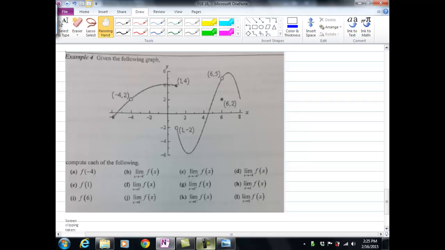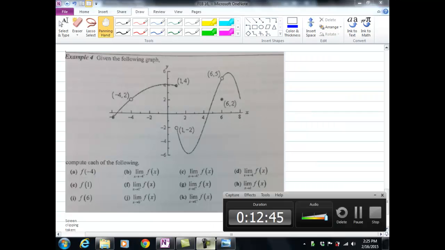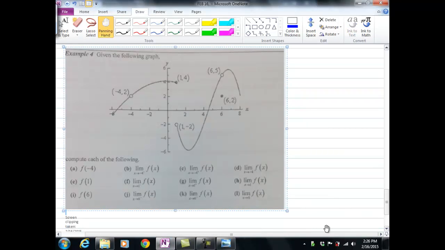I'm going to let you play around with it. And then I want you to try B on your own, C, and then stop. So, okay, let's start. F of negative 4 means find the value of y when x equals negative 4. So, Nevros, what is y when x equals negative 4? Nope. There's a boo-boo there.